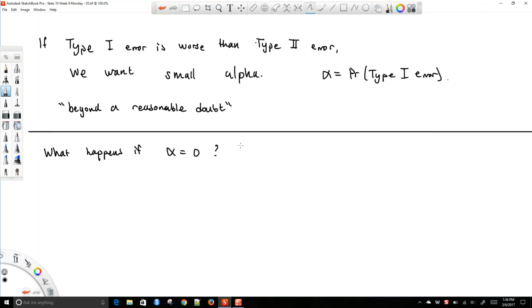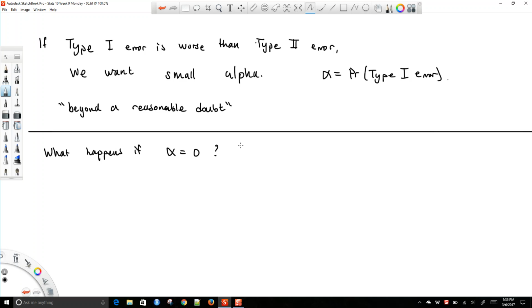So let's say you're a judge, and sometimes you have to make a decision, guilty or not guilty. You are in charge of the sentencing, and one day you have this moral, ethical crisis, and you say, oh my goodness, I think I made a mistake in the past. I sent an innocent person to prison, and I ruined this person's life. I never want to make that mistake again. That's a reasonable thing to think. So you say, I want to reduce my alpha to 0. I never want to make a type 1 error again.